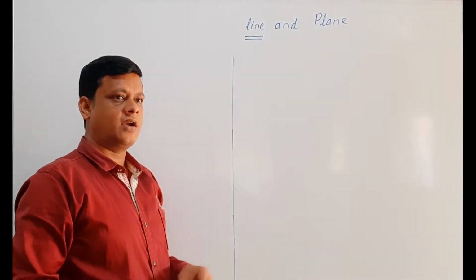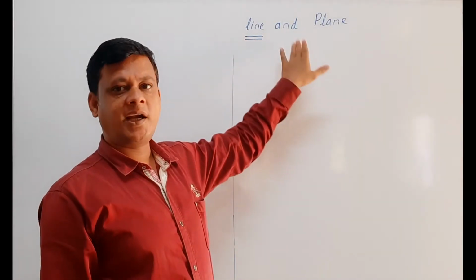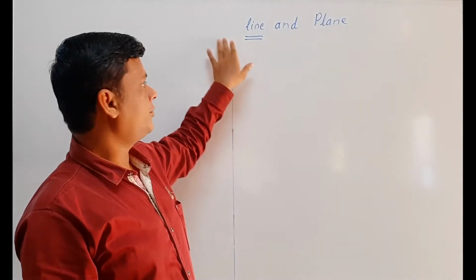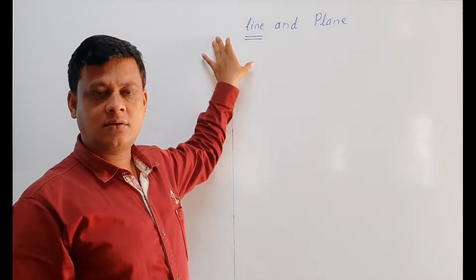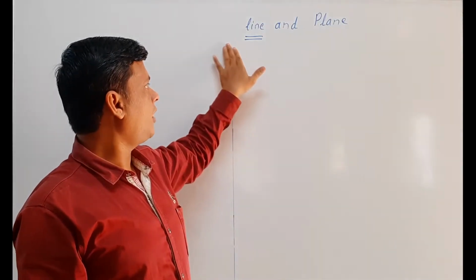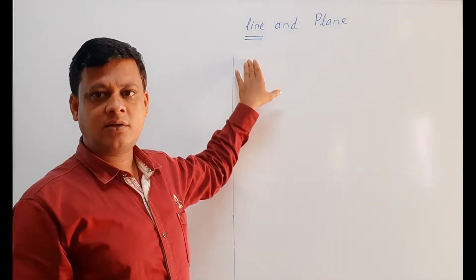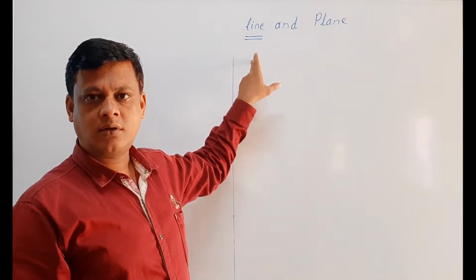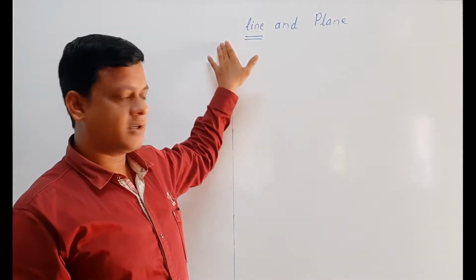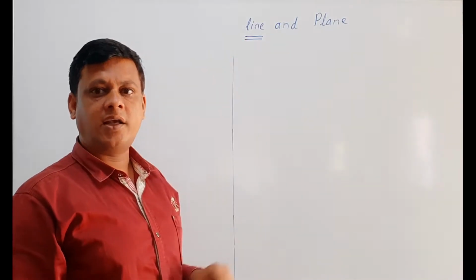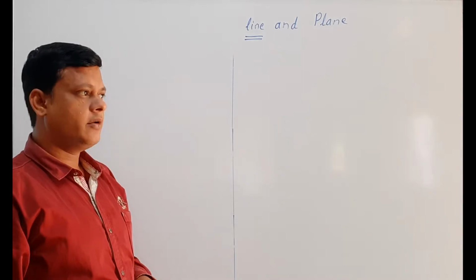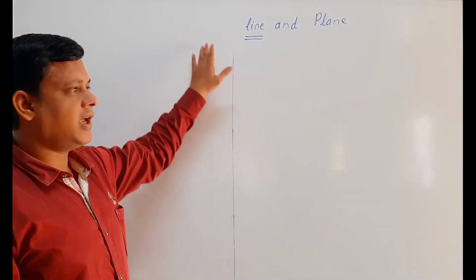So today we start a new chapter, line and plane. First we discuss line. The concept of line we already studied in class 11. The chapter name is straight line, and in class 12 pair of straight line, but in Cartesian form.